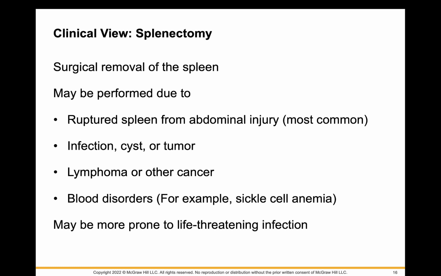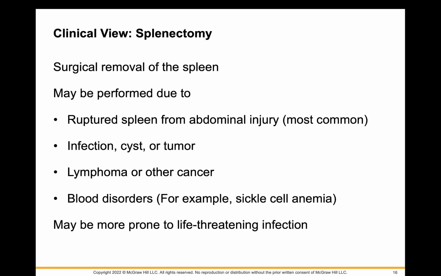One of the things that was done, or how my brother was treated during his Hodgkin's lymphoma, his spleen was actually removed, so he does not have a spleen. Another area that we might see it removed is due to blood disorders, primarily sickle cell anemia.